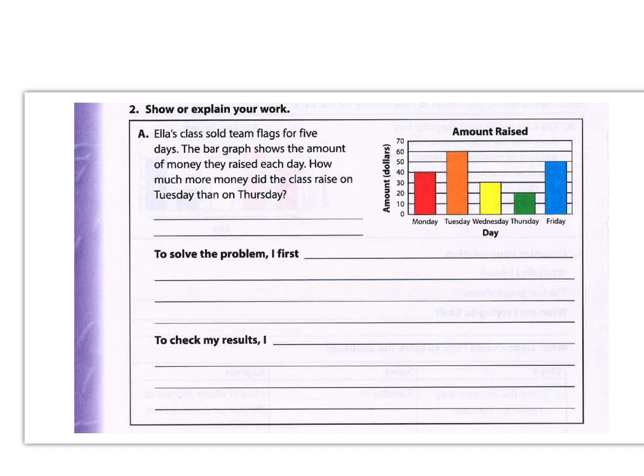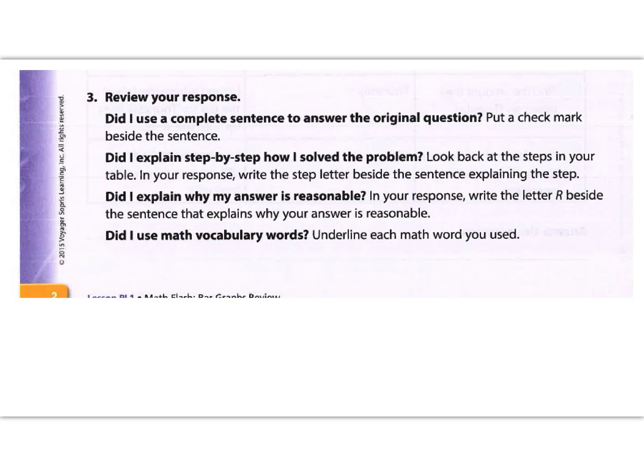Well, like we said before, if we count it up, we can see these are going up by 10. So if I start here with 20, I get 10, 20, 30, 40. So the difference between Thursday and Tuesday is $40. Okay, so remember on the first question we answered the original question. We explained how we did that. And was it reasonable? Yes, because we found the difference with subtraction, and then we looked on the graph and counted up. Okay, and then we used vocabulary words in our answer.